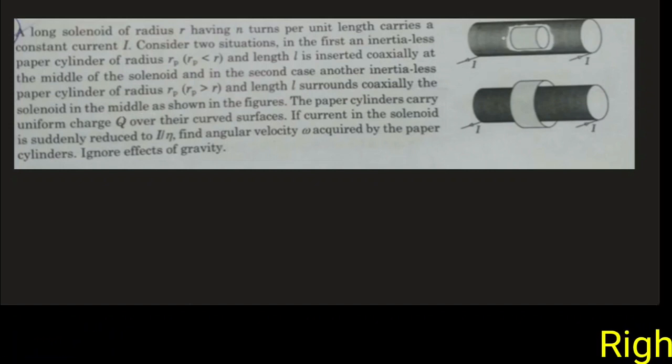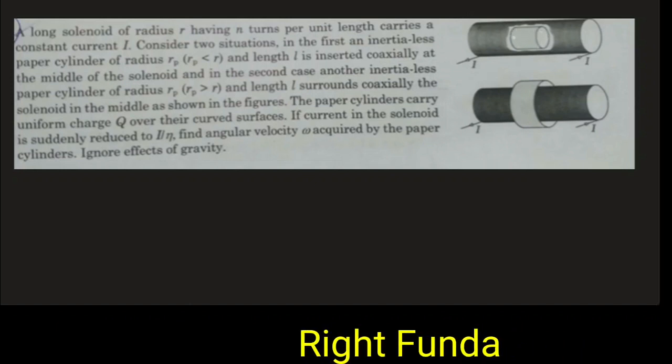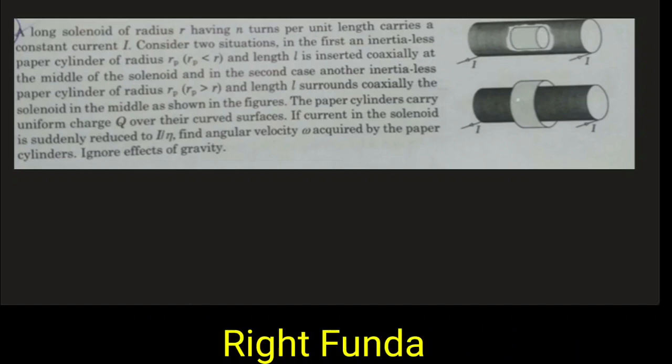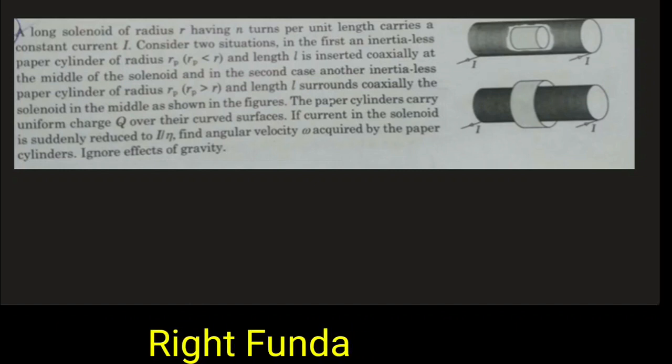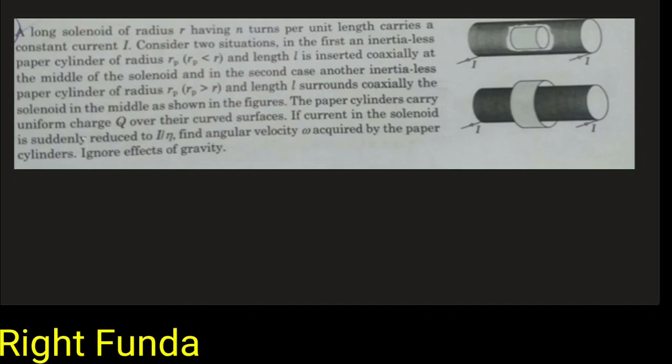There are two diagrams given. In one, there is a solenoid, current is flowing through this, and then a paper cylinder is put here. In the first case it is put inside the solenoid, and in the second case it is put outside. In the middle as shown in the figure, the paper cylinders carry a uniform charge Q over their curved surfaces.